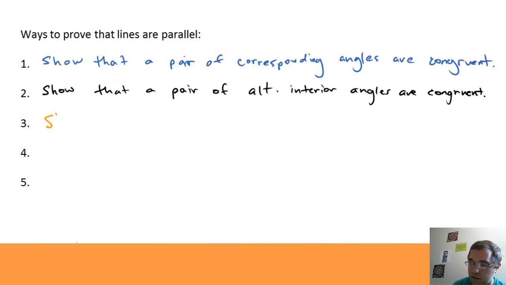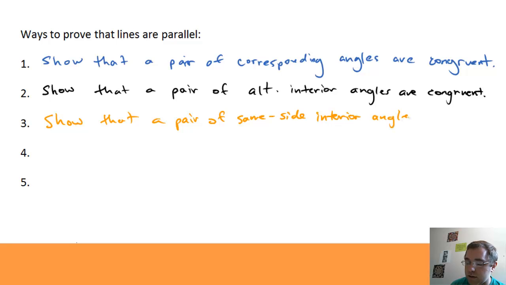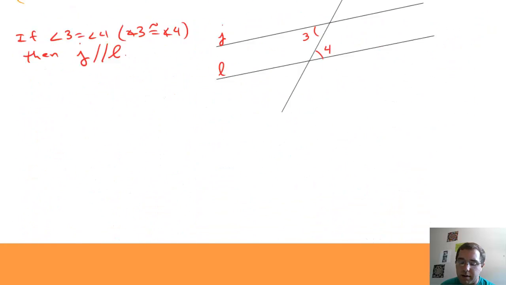Show that a pair of same side interior angles are supplementary, meaning they add up to 180. Okay, two more ways to show that lines are parallel.